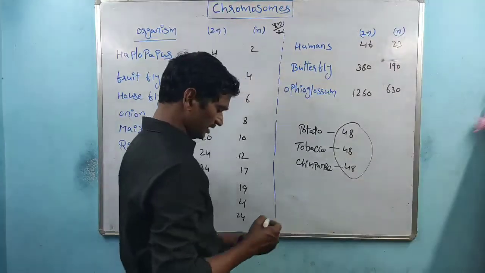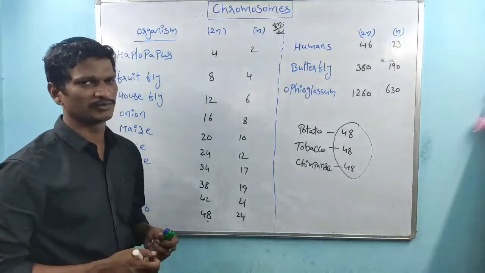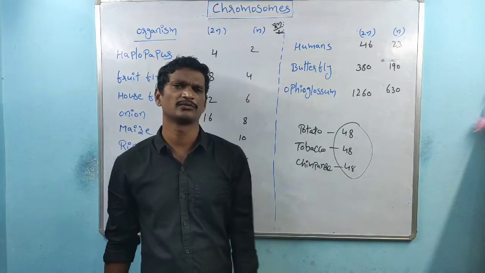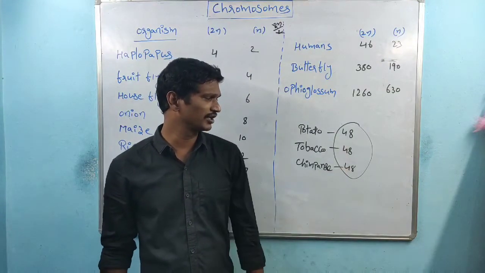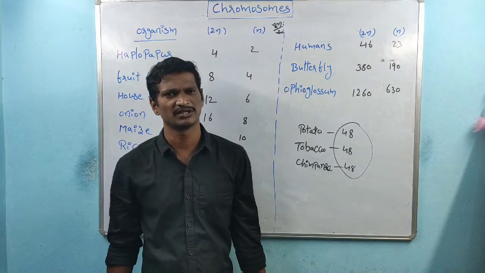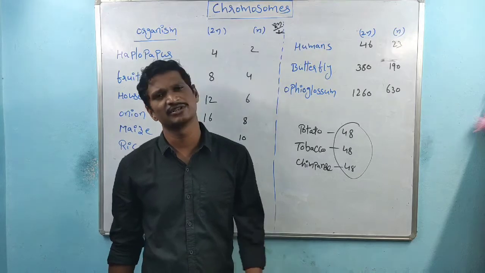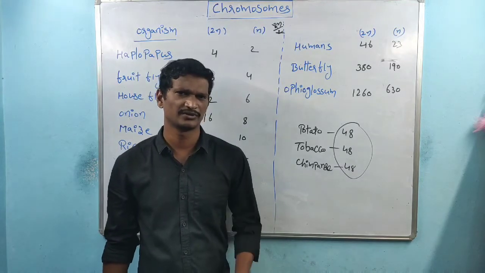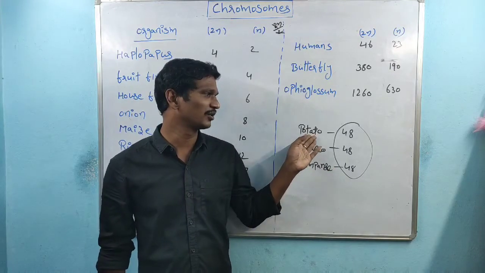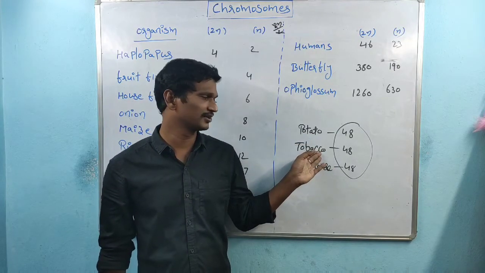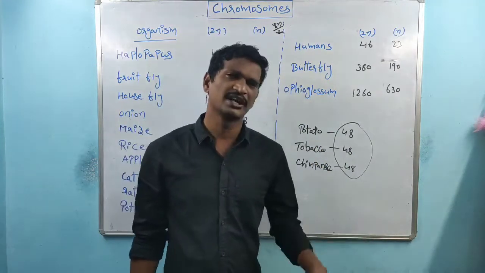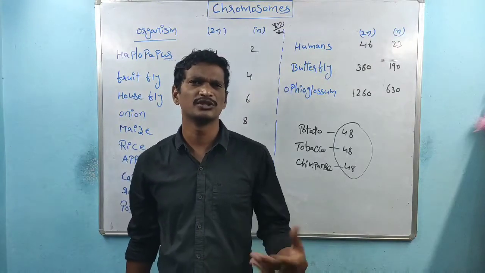Sir, you said every species has a constant number of chromosomes, right? See, I said every species has a constant number of chromosomes. Here the potato, tobacco and chimpanzees, all of these have the same number of chromosomes, sir. Then why are the organisms different? Chimpanzee is different from tobacco plant, and potato is different from tobacco plant, right? Potato is different from chimpanzee. Sir, all these have the same number of chromosomes. How do these differ?